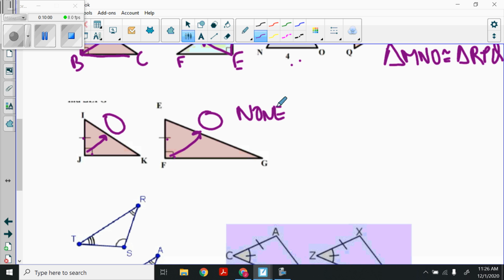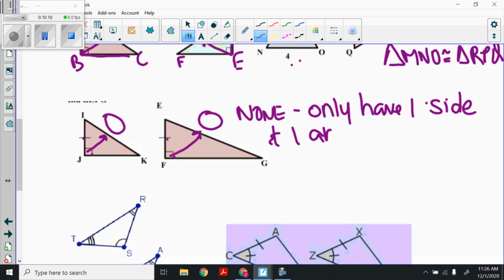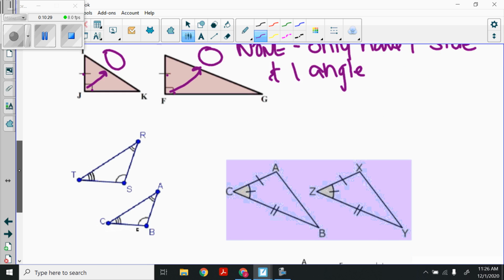I don't have any of my 5 properties, because I only have one side and one angle. Remember, we need 3 pieces of information to prove one of our 5 triangle congruence properties. So I don't have any of the properties, so none, and therefore I cannot write a congruent statement because I cannot say that these 2 triangles are congruent to one another. So my answer is just none.